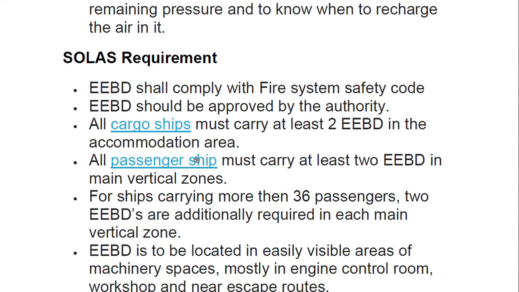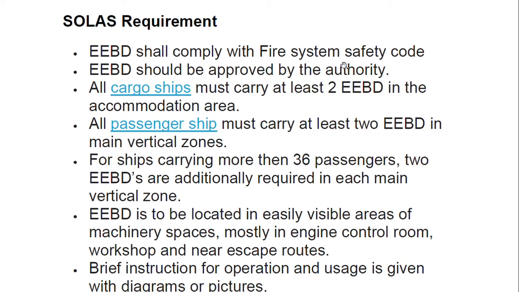When we talk about SOLAS requirement, the EEBD shall comply with the Fire Safety Systems Code, chapter 3. The EEBD should be approved by the authority. All cargo ships must carry at least 2 EEBD in the accommodation area. All passenger ships must carry at least 2 EEBD in the main vertical zones. For ships carrying more than 36 passengers, 2 EEBD are additionally required in each main vertical zone, that is 4 in total. These are minimums; you can have an upper limit.